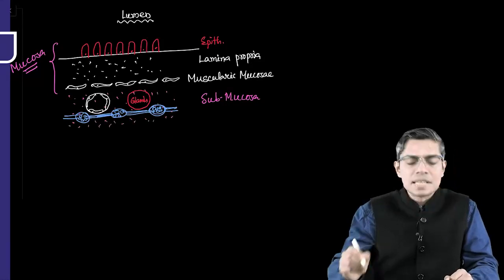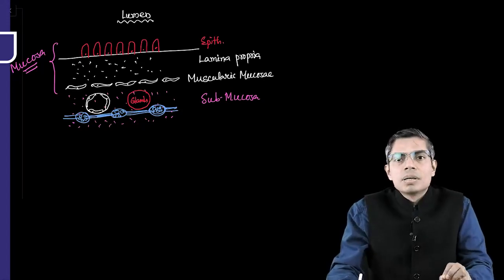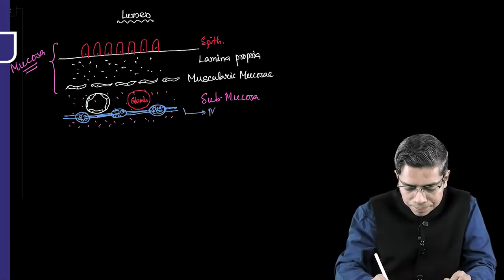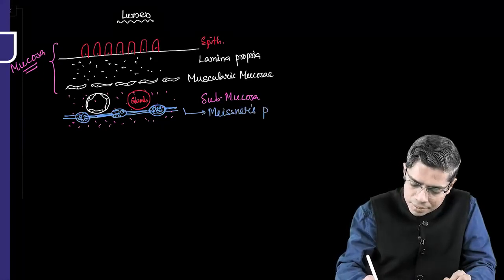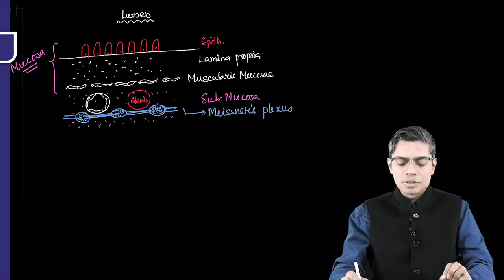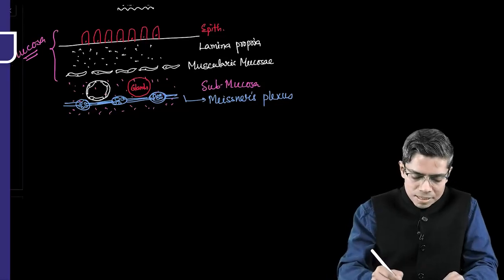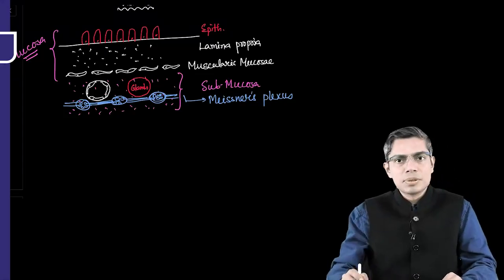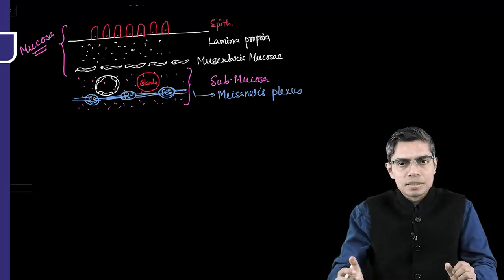That's why this neuronal plexus is known as submucosal neuronal plexus or Meissner's plexus. So this is more commonly known as Meissner's plexus, or submucosal plexus, right? Then below the submucosal layer of the GIT, you are going to find the smooth muscle layer of the GIT, which is responsible for the various motility of the GIT.